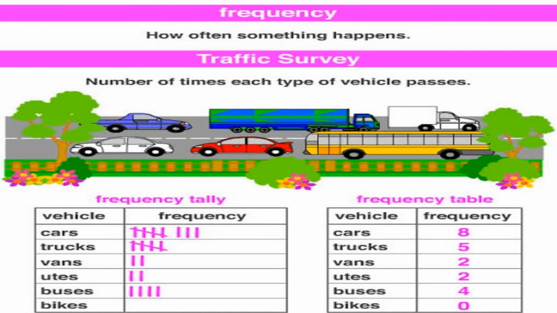At last, I want to discuss frequency. Frequency is how often something happens, for example the number of times each type of vehicle passes, as in the example given. We can represent frequency with the help of tally marks also. All vehicles, cars, trucks, vans, trains. These are the number of observations that occur in the data, that will be considered frequency.